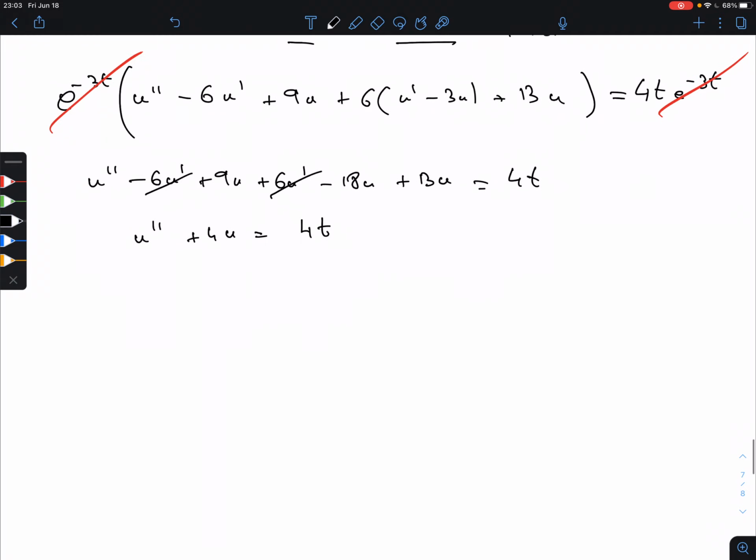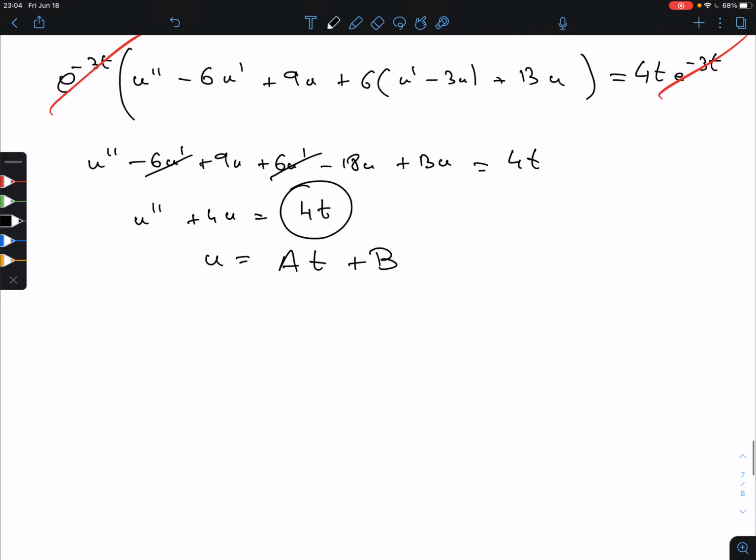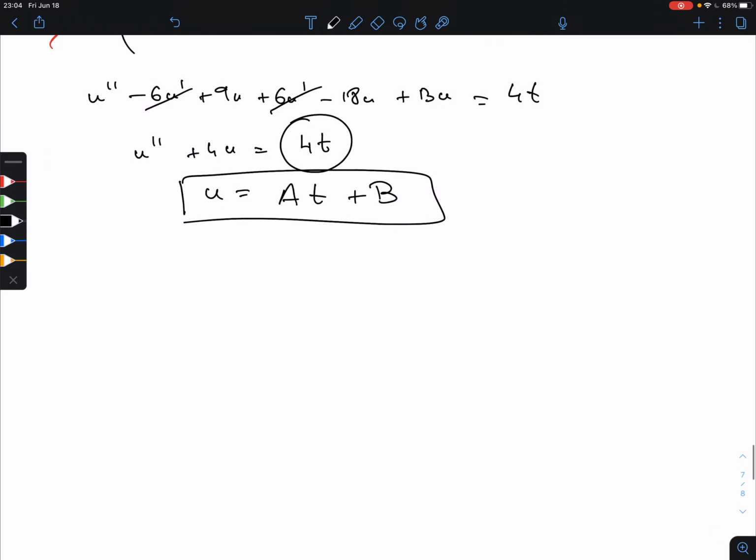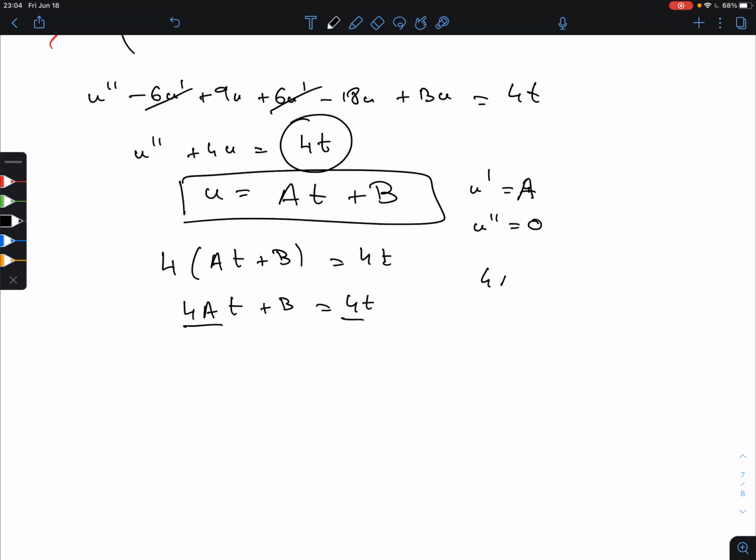Okay, so the next step is an indeterminate polynomial. Now this is a polynomial, so we know we have to use an indeterminate polynomial of the same degree. Do we have to multiply with t? No, because u is not cancelled. Okay, so this is how the indeterminate polynomial looks. We need u prime, which is a, and then u double prime is 0. So we get 4 times (at plus b) equal to 4t. So 4at plus 4b is 4t. This tells me these two are the same. 4a is 4.